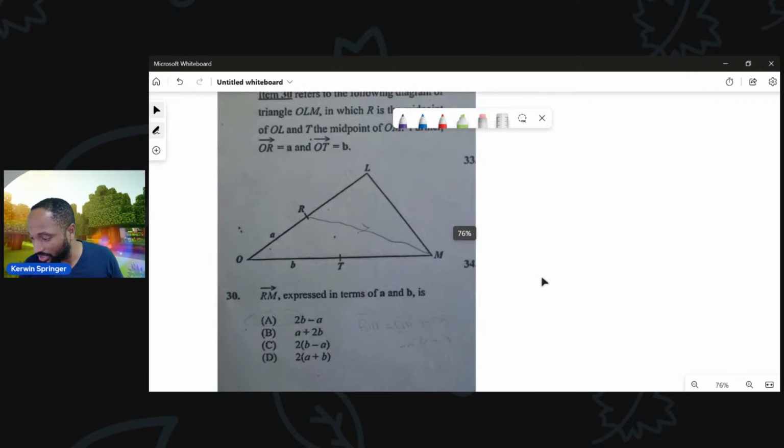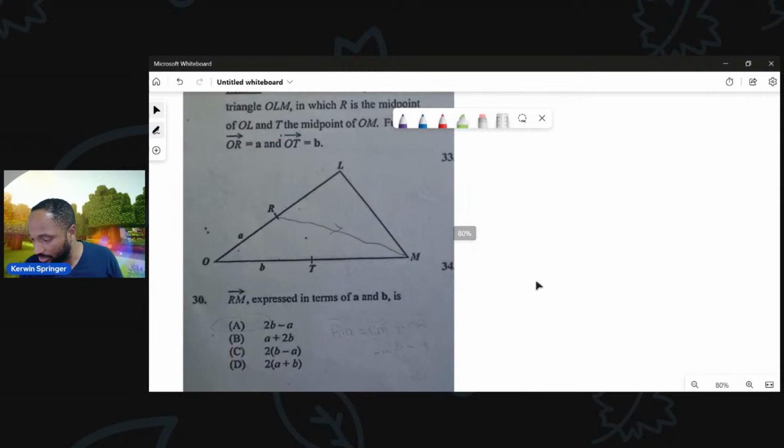RM is expressed in terms of A and B. So you have to go half. So let me make sure A is OR. Oh, A is OR, so I don't need to go half. I don't need to half that A. B is OT this way. So this one is OR this way, and this is that way. All right, you ready for them now? RM, I'll go down A, and I'll go forward 2B.